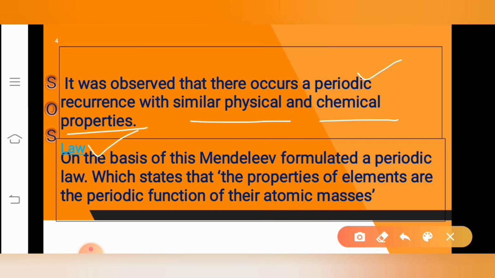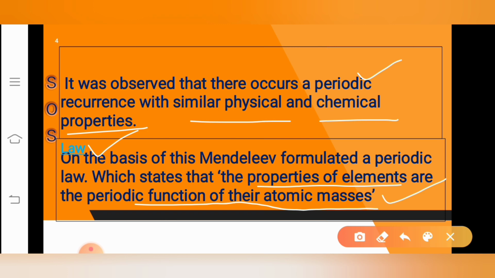I repeat, on the basis of these things, whatever he had found out, the elements he segregated on the basis of chemical properties, by reacting them with hydrides and oxides, right? And he also gave the atomic mass, and he arranged those elements in the increasing order of their atomic masses, right? So on the basis of all these things, Mendeleev formulated a law, and this law states that the properties of the elements are the periodic functions of their atomic masses. Very important, they will ask you in the examination.